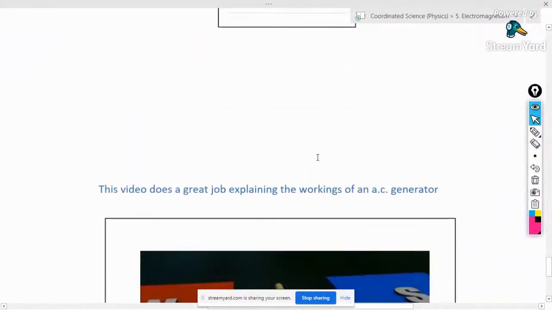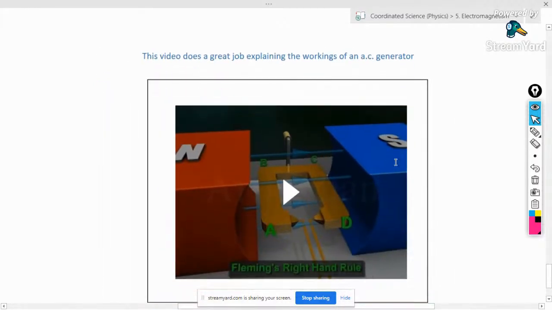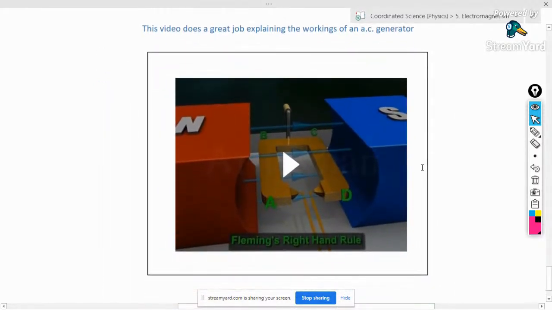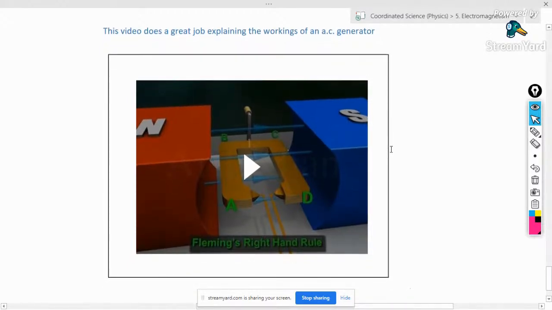Okay, I'm going to suggest, at the bottom of this presentation, you'll see this video, and it really does a super fantastic job of explaining with a nice animation to go with it how AC generators work. And now that you already have a solid background, take a look at that video. It should really help your understanding a lot.